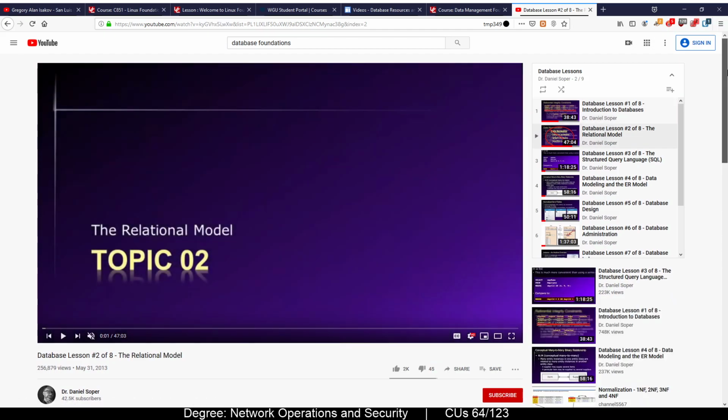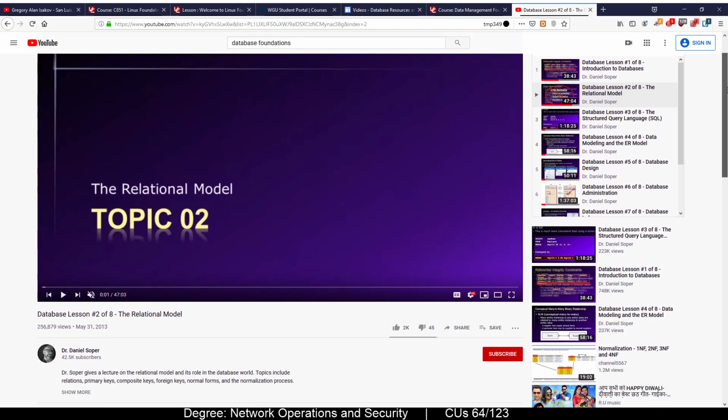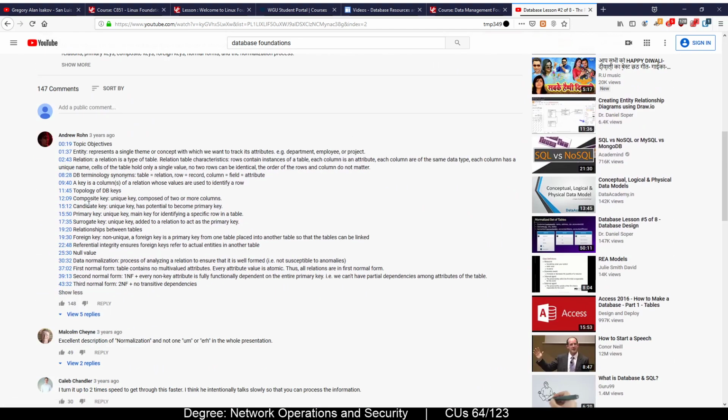Lesson 2 of 8, this is a big one. You want to make sure you study this one over and over again. He goes into the topology of DB keys: composite, candidate, primary, surrogate, and relationships between tables and how they work, like foreign keys. I'm not sure why the relationship is between them, but the foreign key and primary key, for example, go together, so that may be the reason he has this between them.